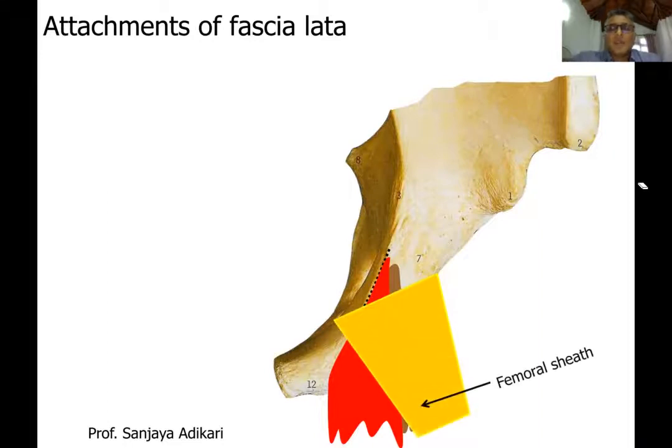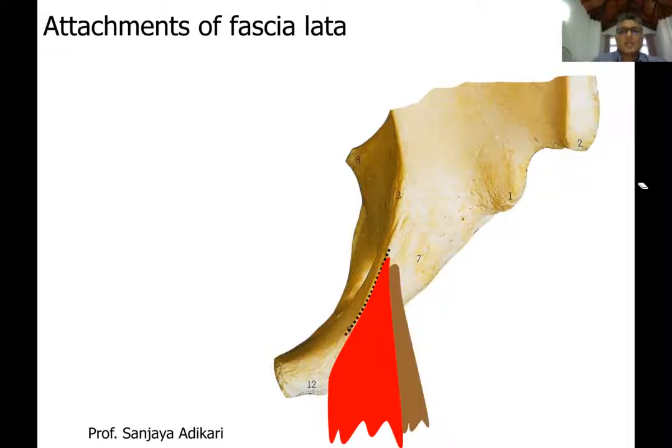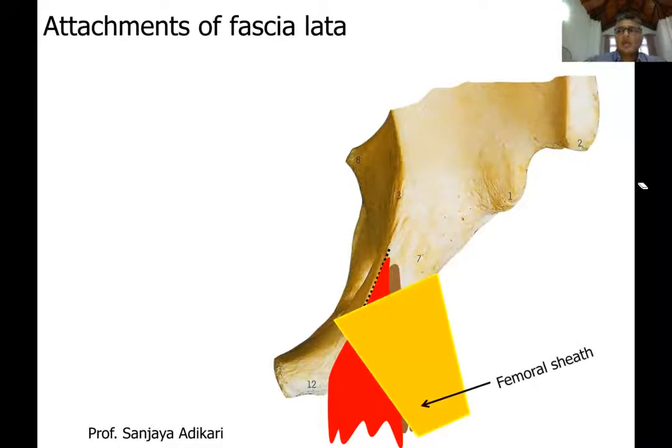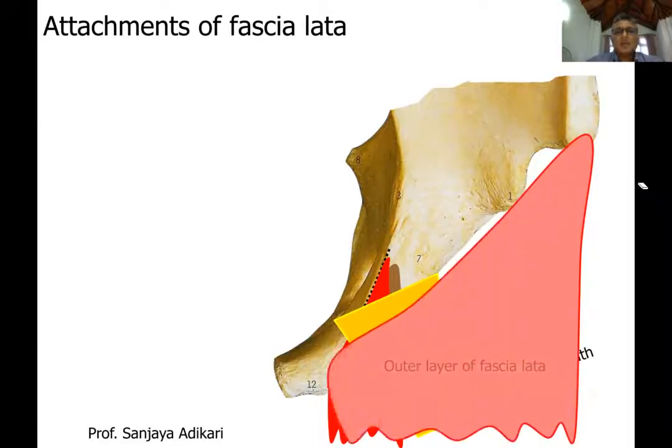Then this is the femoral sheath. This is the femoral sheath. Now the inner layer of fascia lata is superficial to the pectineus muscle. Then superficial to the inner layer of fascia lata lies the femoral sheath containing the femoral artery, vein, and the femoral canal. Now, superficial to that femoral sheath lies the outer layer of fascia lata.